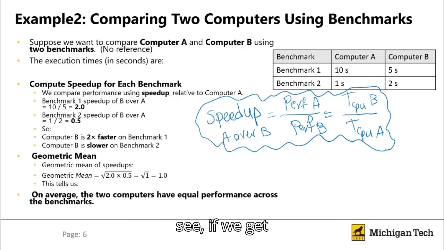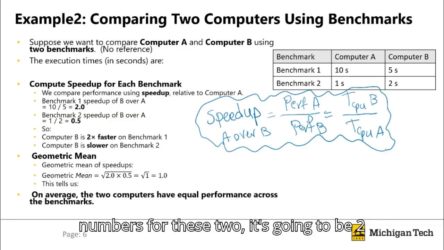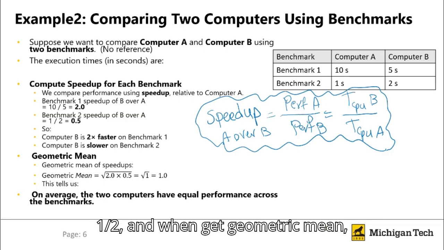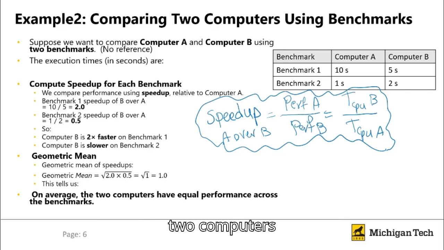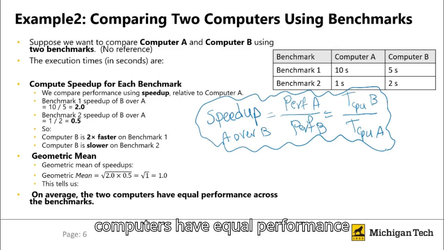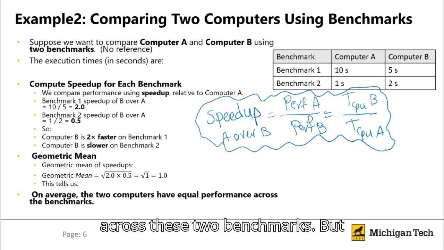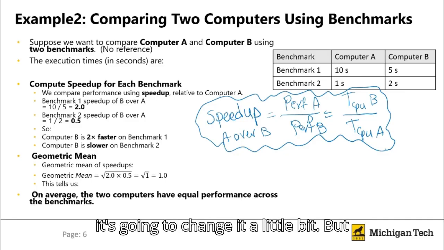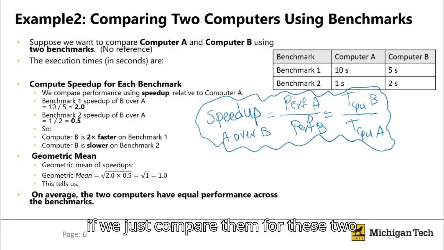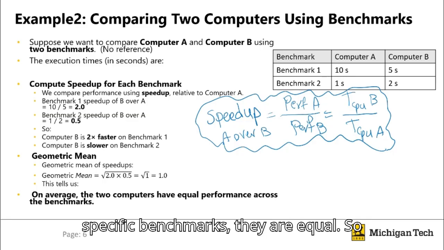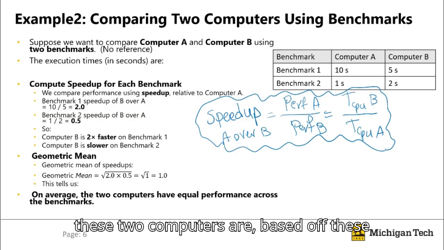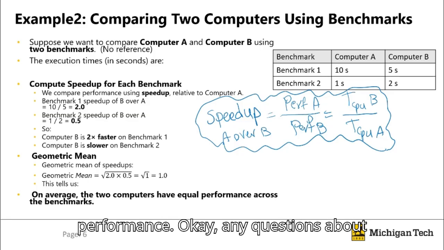As you can see, the numbers for these two are going to be 2.5 and 0.4, and when we take the geometric mean, it's going to be 1. So it means these two computers have almost the same performance. On average, the two computers have equal performance across these two benchmarks. Maybe for other benchmarks it is going to change a little bit, but if we just compare them for these two specific benchmarks, they are equal.